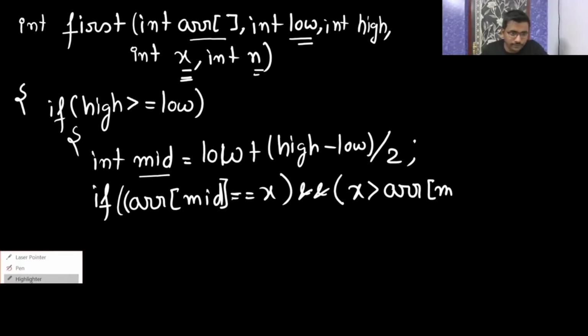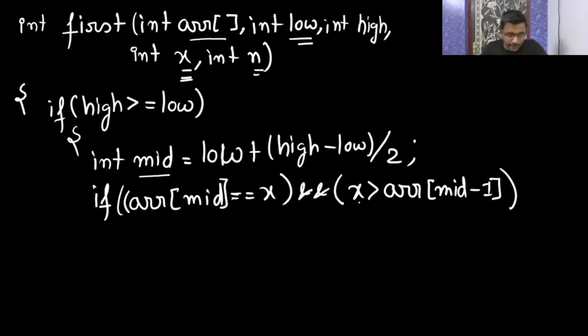Mid minus one. Only then can we say that it is greater, and that is going to be the first one. m की जगह mid होगा, correct. So this is one case, or the other possibility is that mid should be equal to 0, because if mid is equal to 0, we are not going to go to mid minus 1.